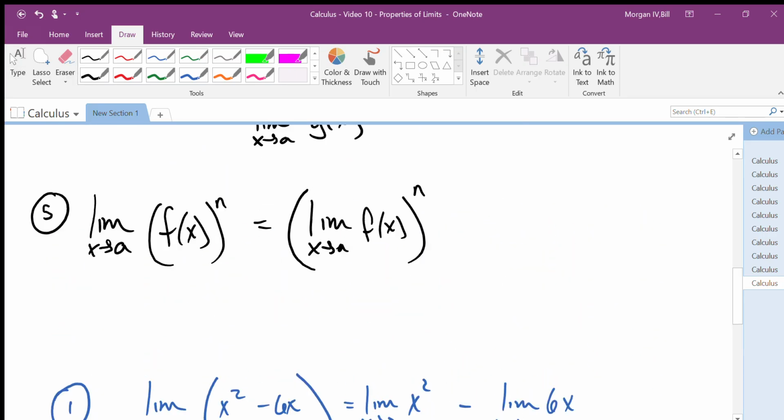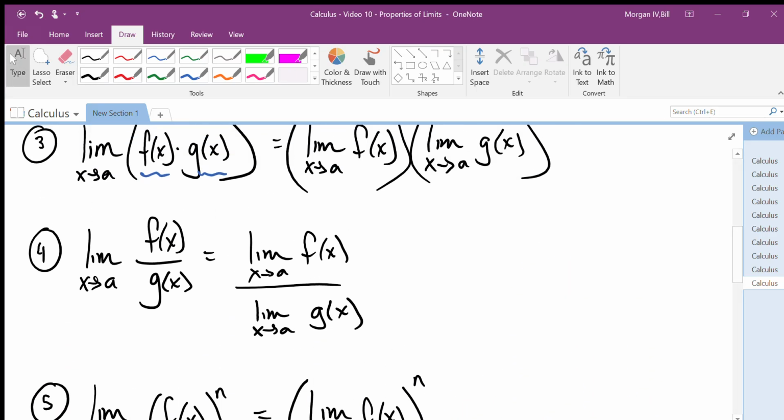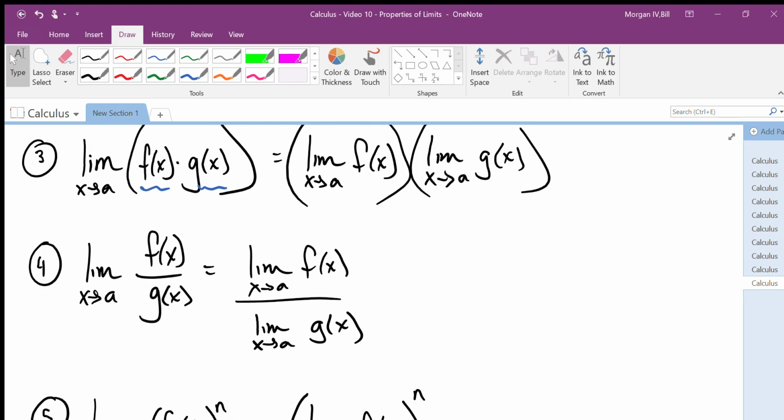Number 4. Similar to multiplying, you would think this would also work with dividing. The limit as x goes to a of f of x divided by g of x can be broken up into the limit as x goes to a of f of x divided by the limit as x goes to a of g of x. I should add, provided that the limit as x goes to a of g of x is not equal to 0, because if it is, divided by 0 is undefined.